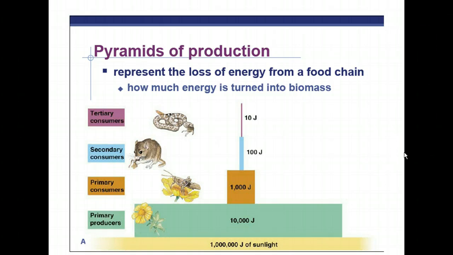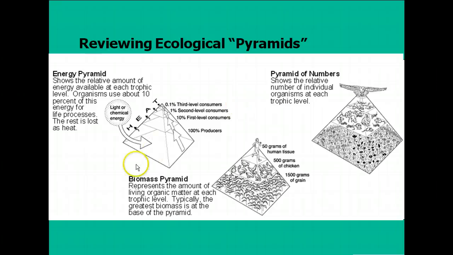So in a pyramid of numbers, it wouldn't necessarily look like a pyramid if it's a big producer, but an energy pyramid always looks like a pyramid because the producers are always going to have more energy than the consumers, and the lower level consumers more energy than the higher level consumers. The biomass pyramid will always look like an energy pyramid.